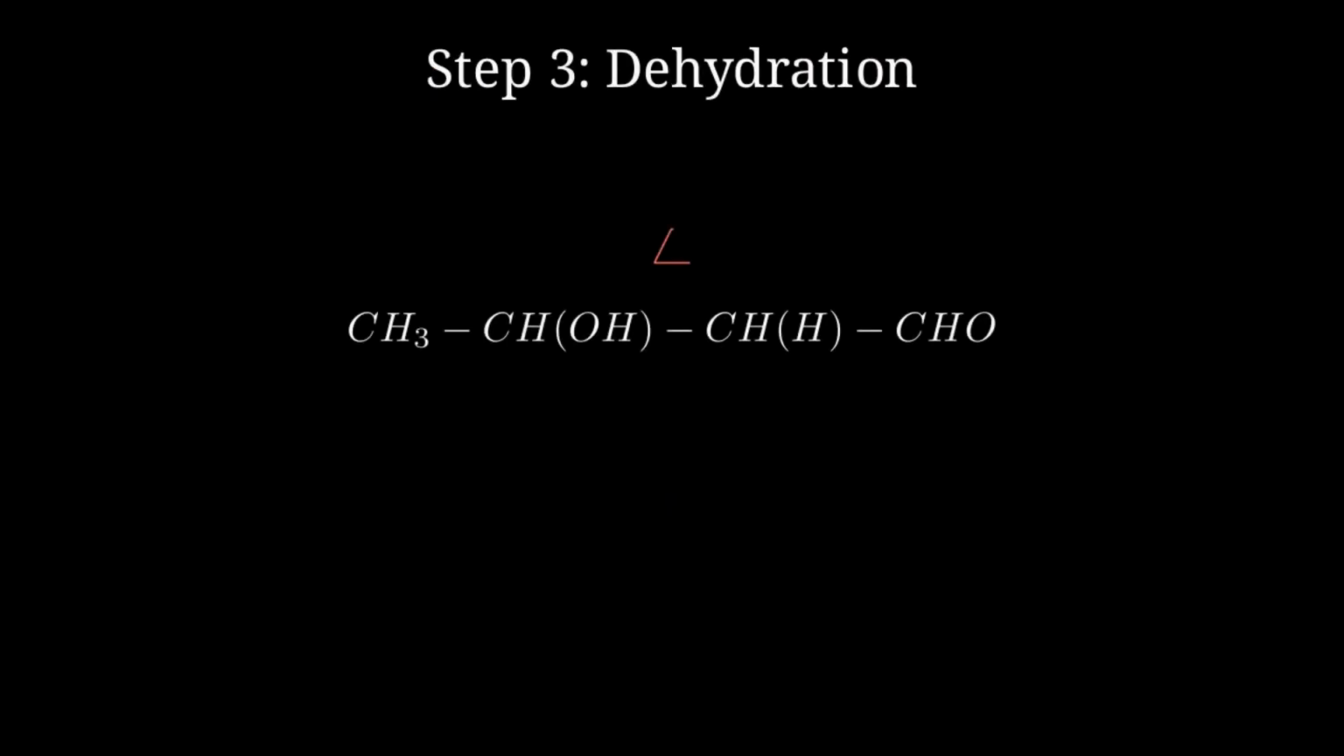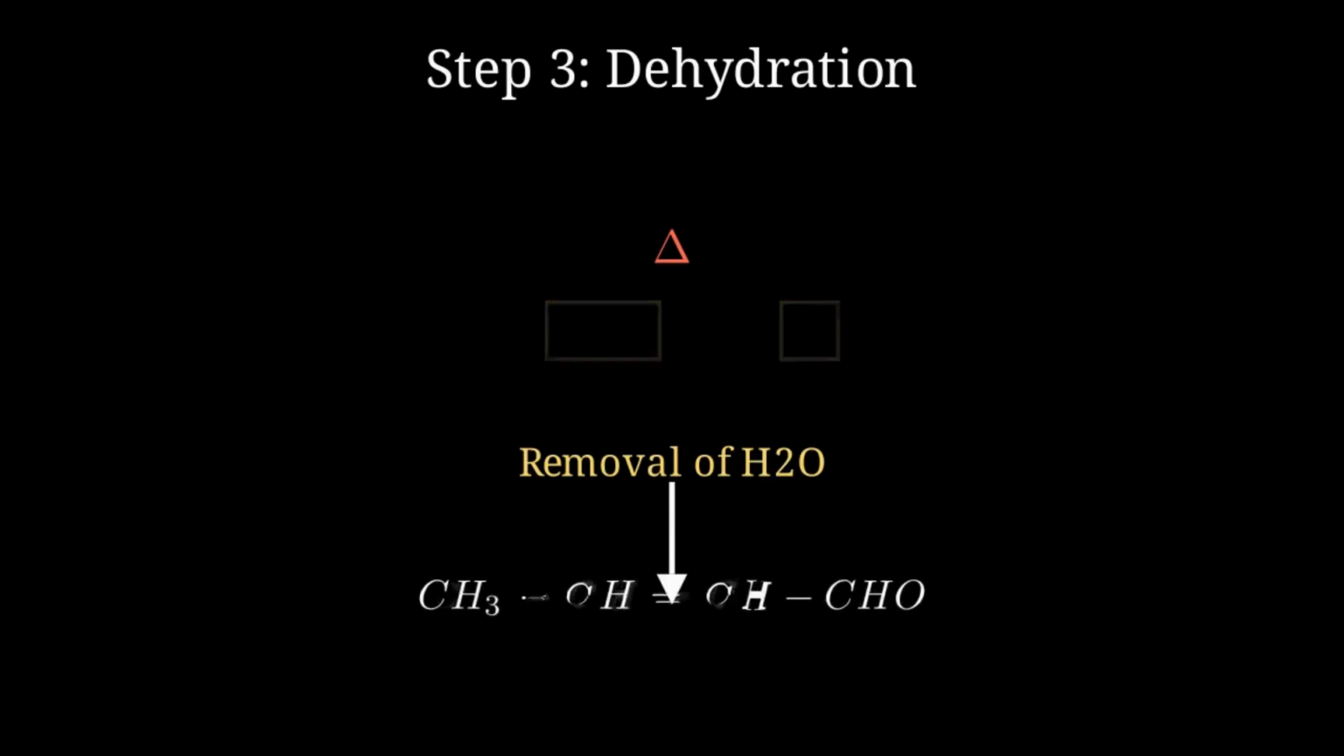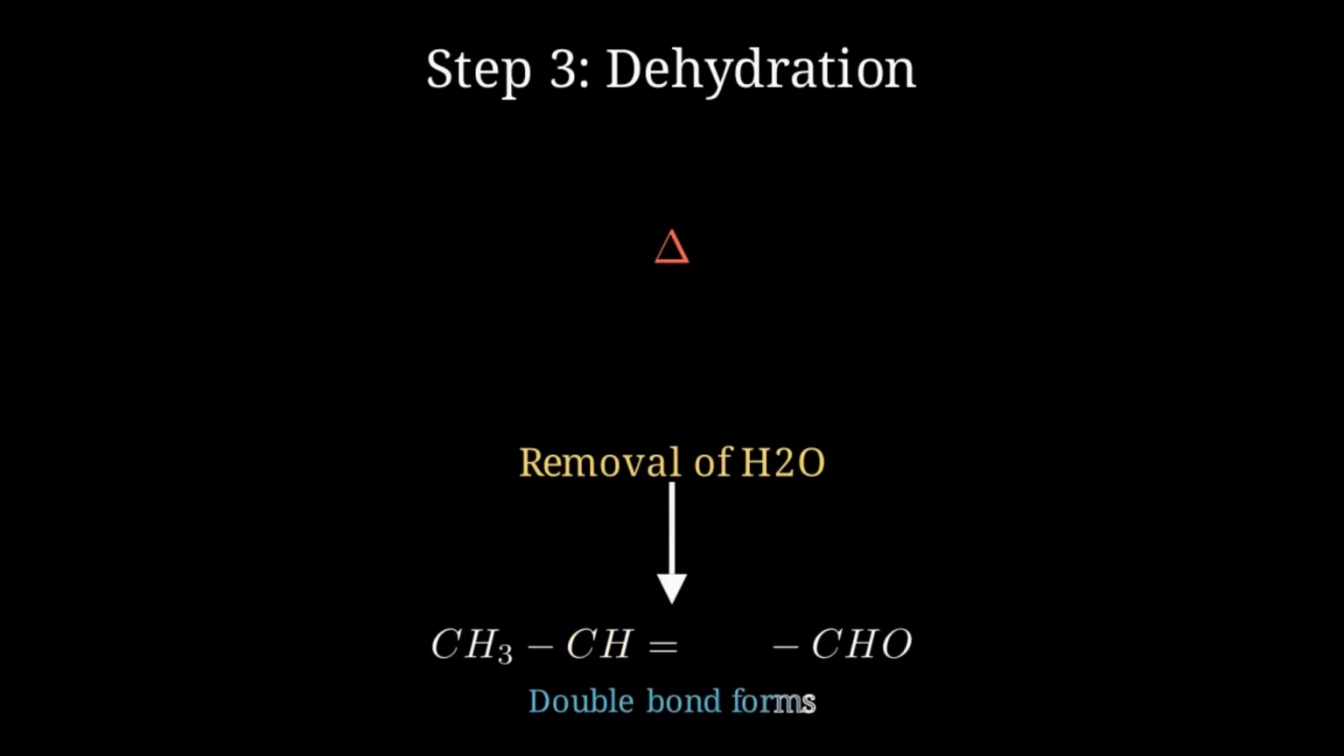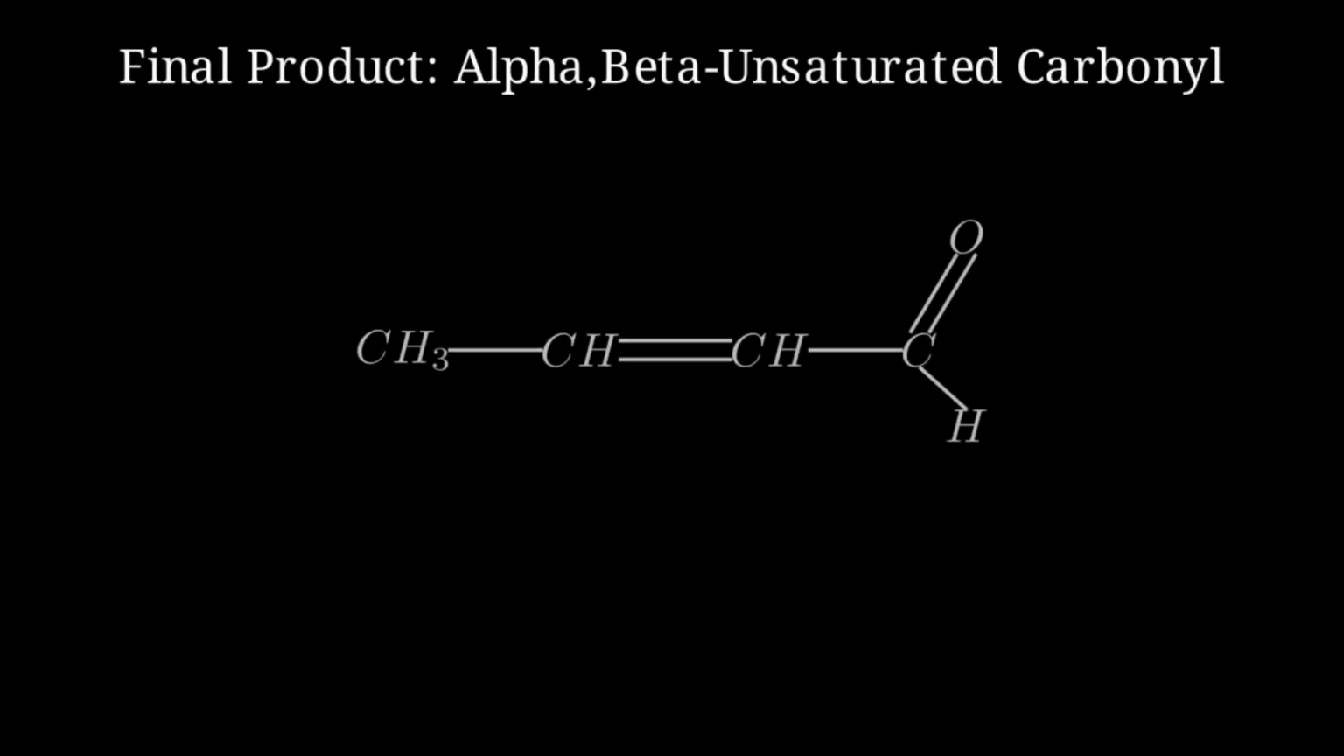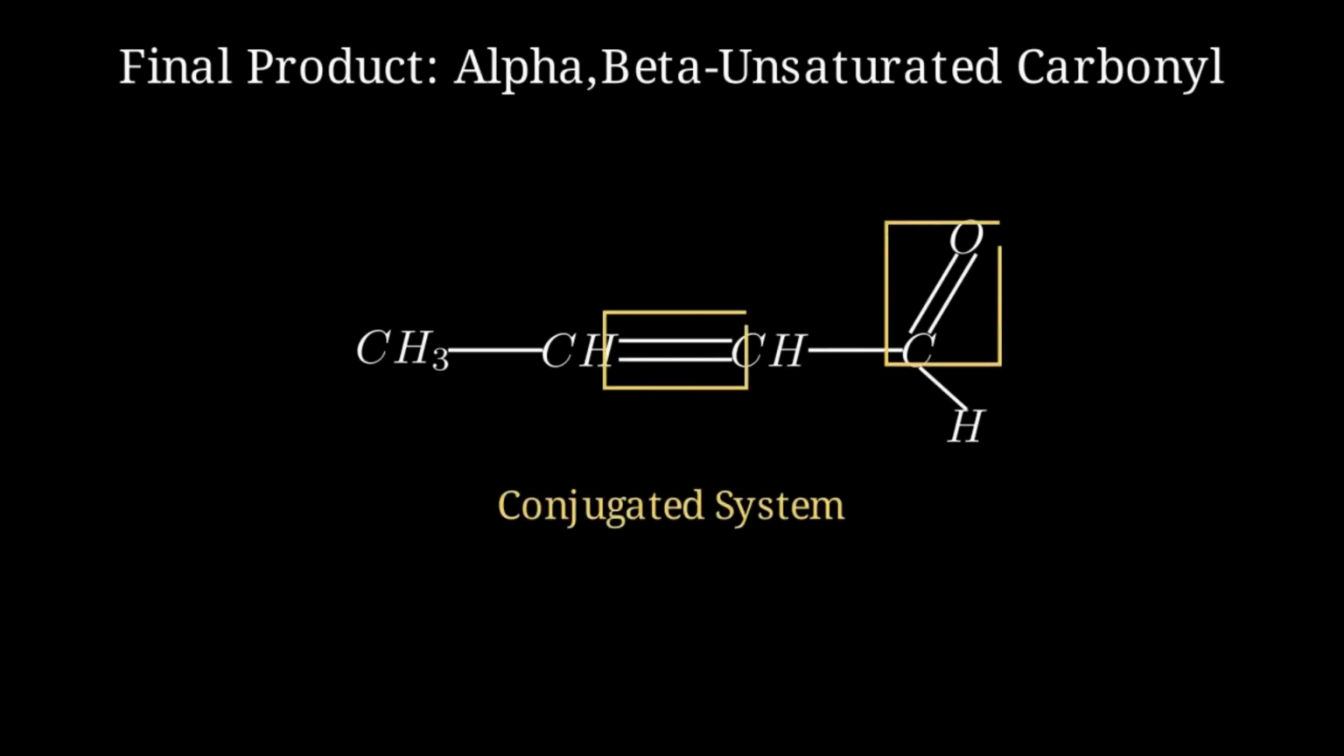If heat is applied, the reaction often continues. A molecule of water is eliminated through a dehydration process. This usually occurs via an E1CB mechanism in basic conditions, leading to a more stable conjugated system. The final product is an alpha-beta unsaturated carbonyl compound. The double bond is conjugated with a carbonyl group, providing extra stability through resonance across the 4-atom pi system.